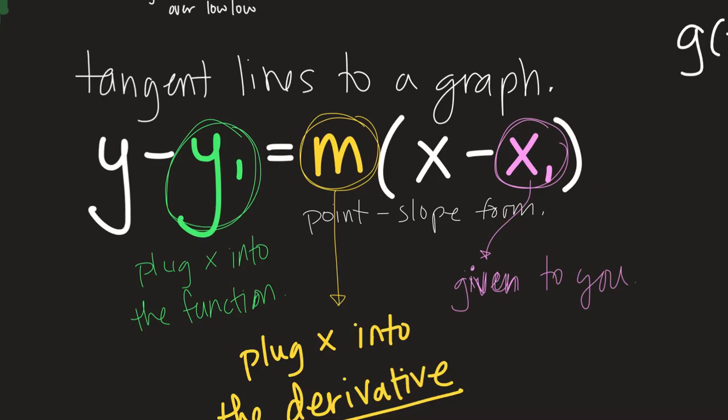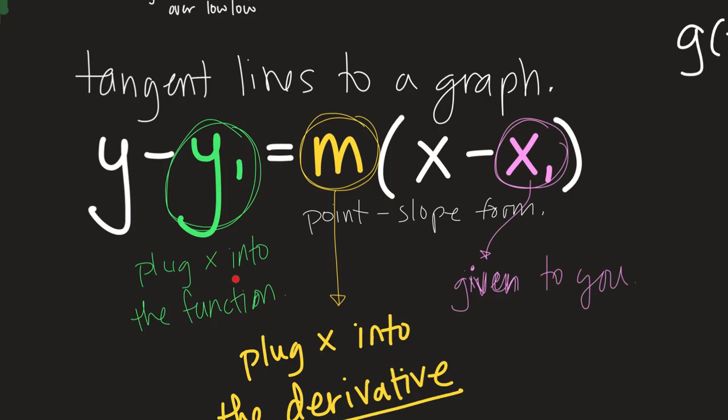Okay, here's a partial video about writing a tangent line to a graph. This is the point slope form that we're going to use. These three things in color are what we're going to replace in our equation. The x will always be given to you in your problem. The y, we're going to calculate by plugging x into your original function.